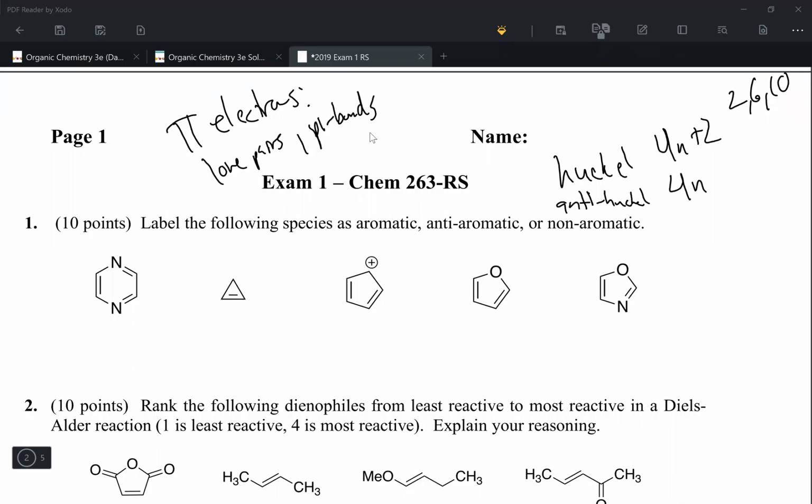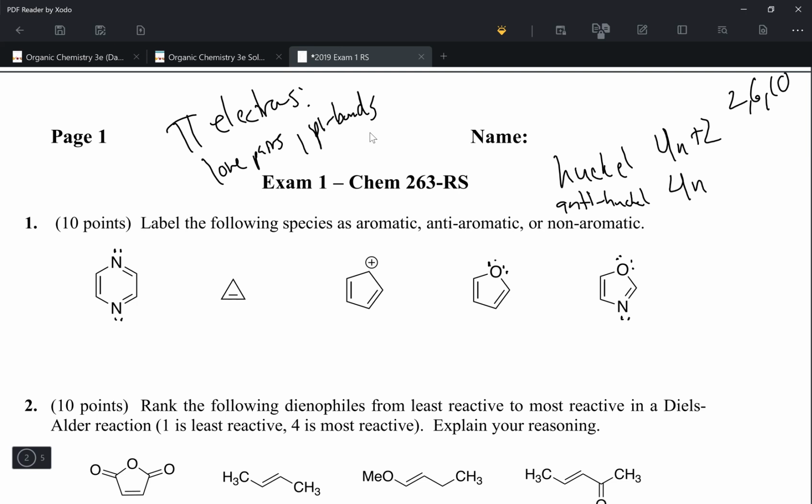Okay, so label the following species as aromatic, anti-aromatic, or non-aromatic. What I like to do is always draw out the electrons in this case, so it doesn't confuse people. Here you have a lone pair, in case you guys forget. Nitrogen's supposed to have 5, so it's 3 from the bonds and 2 from the lone pair. Look at this nitrogen, it has 3 bonds, therefore it has 1 lone pair. Lone pair is here, and then a lone pair here, and a lone pair here.